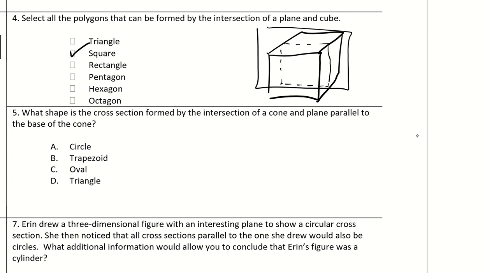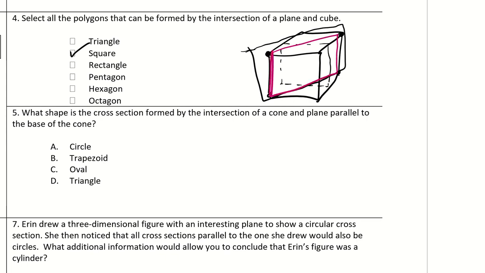All right, so if I do that, it makes a square. I could also cut it, for example, here, where it kind of cuts through these. And if it cuts through that, then it's going to make a rectangle. You can kind of see that it makes that little rectangle. So I can cut it that way and it would make a rectangle.